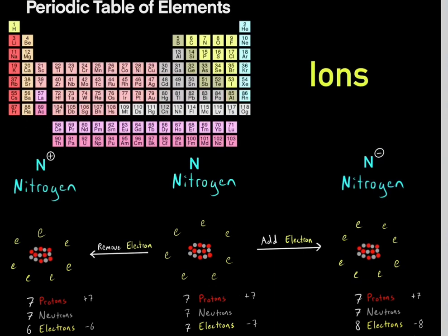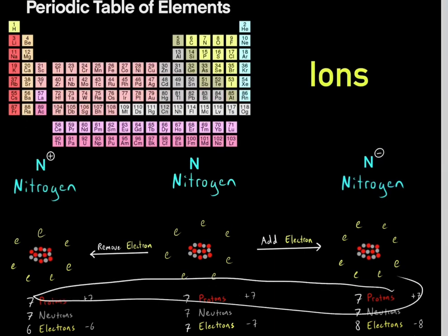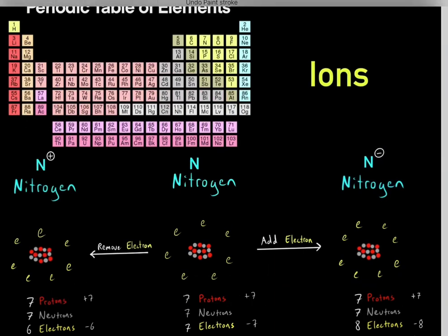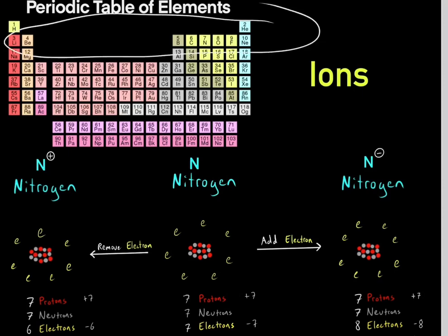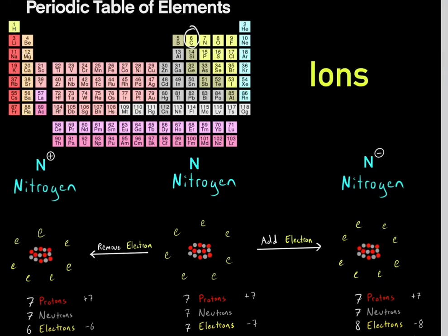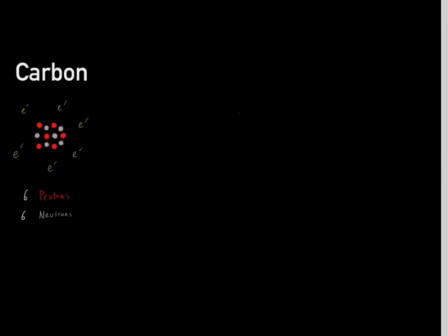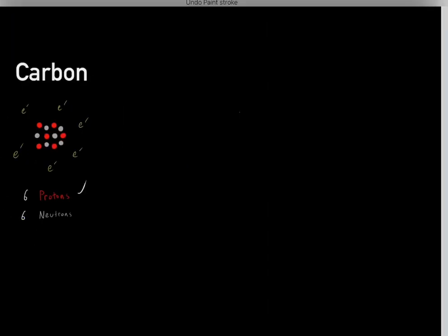So the main point is that it's the number of protons that determine what the element is. And that's why we can see on the periodic table, we have the 6 next to this carbon. Because by definition, if an atom has 6 protons, it again is by definition a carbon. It's the number of protons that determine what kind of atom you have. So again, we have a carbon atom. We have 6 protons and 6 neutrons.